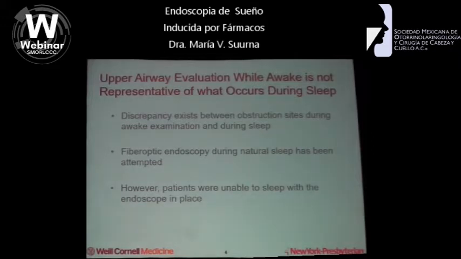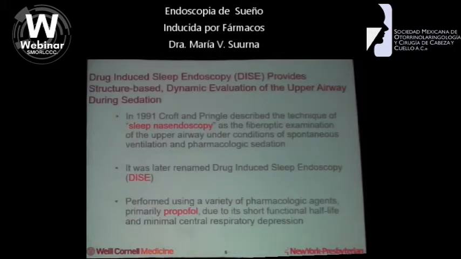That idea has been floating around for a while. So they tried to see if we could introduce a fiber optic endoscope when people are asleep. But how many of you would be able to tolerate something through your nose while sleeping without waking up? I don't think that's going to happen. So the concept of drug-induced sleep endoscopy was introduced in 1991. That's when they did sleep nasal endoscopy under sedation with continuous ventilation. Then it was renamed drug-induced sleep endoscopy, DISE. That's commonly the term used nowadays.